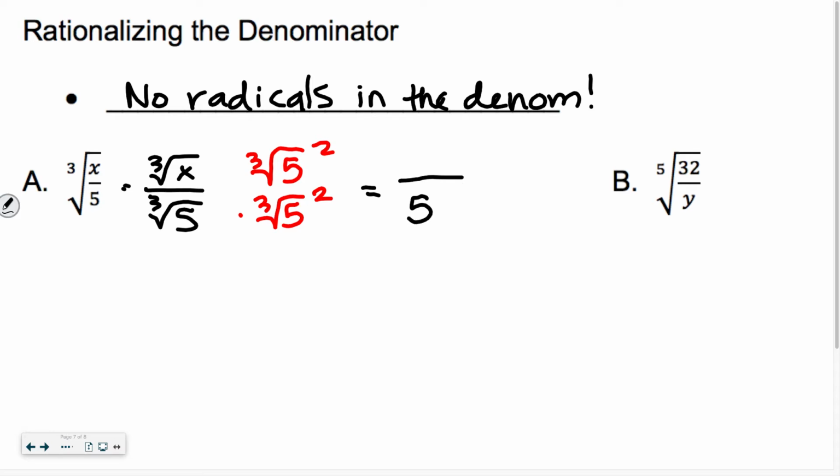And then up in the top, those are both cube roots. I can just multiply the stuff underneath them. That's going to be x times 5 squared. So the cube root of 25x.